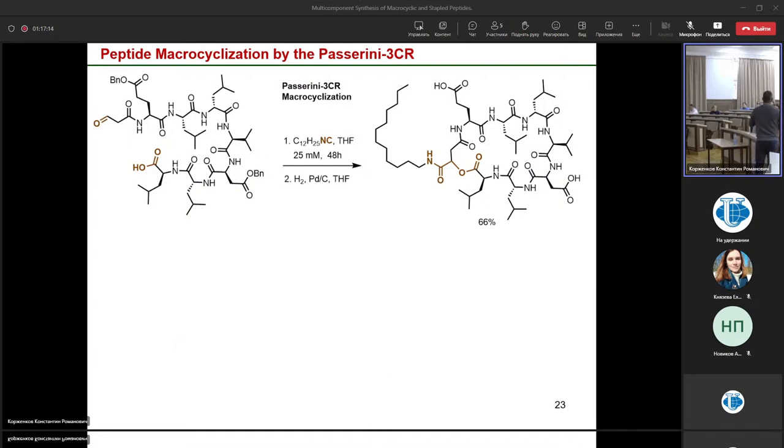So this is one example in which we use the Passerini three-component reaction producing an aldehyde peptide. Instead of the N-terminal here, we introduce an aldehyde here and make a macrocyclization. Take a look at the dilution, 25 nanomolar concentration of the peptide. This is a high concentration. Sometimes we have to do it at 1 nanomolar concentration.